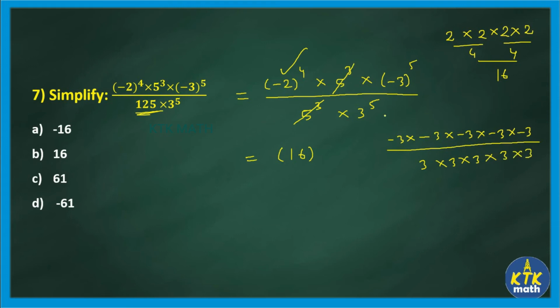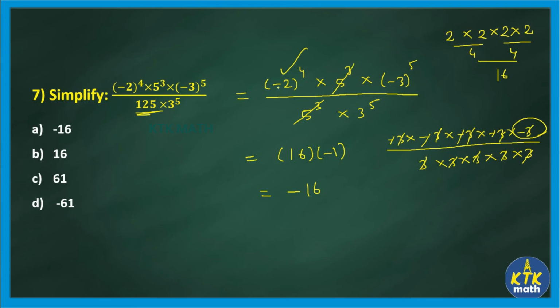Both numerator and denominator have exactly 5 times, so you can just cancel the 3's. All the numbers will get cancelled, and then minus minus plus, again minus minus plus, you have still one more negative there. You can write this as minus 1. So your answer is going to be minus 16.